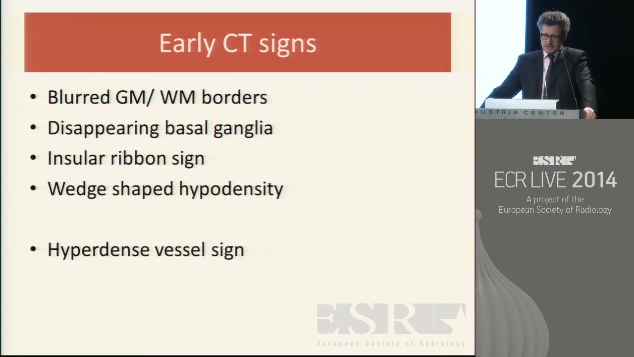So we decide between early CT signs, which are good, and late CT signs. Early CT signs are a blurred border between the gray matter and the white matter, or if you can't differentiate the basal ganglia very clearly anymore, if you have a so-called insular ribbon sign or a wedge-shaped hypodensity. And a very clear and very easy to learn sign is the so-called hyperdense vessel sign.